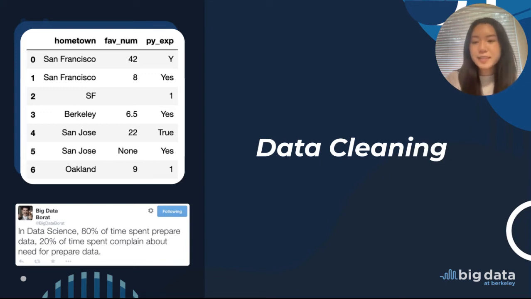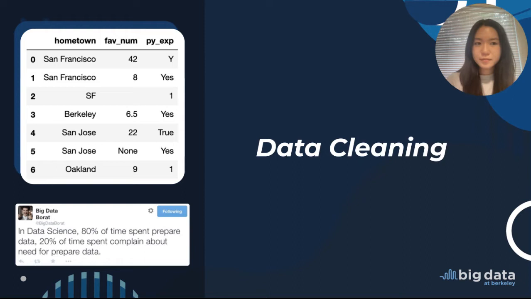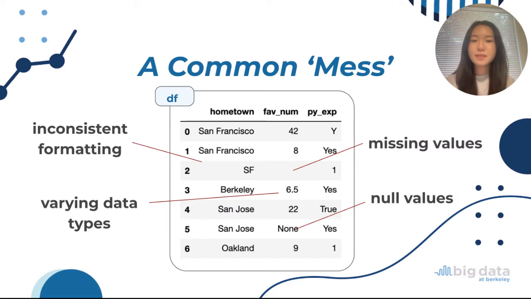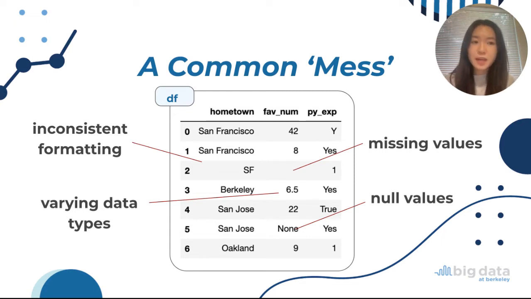So the next step of the data science lifecycle is data cleaning. Going back to our previous example of this data, as you can see, it looks a little bit messy. You can see that there's inconsistent formatting of names, there's various data types. In terms of the numbers, there's blanks, there's missing values, there's values that say none. All of these things make it very hard for us to analyze the data and come to a clean result.